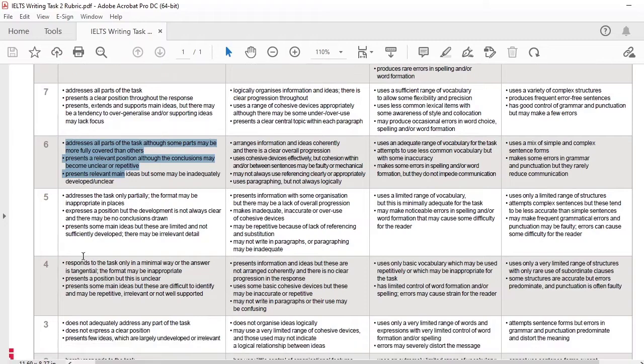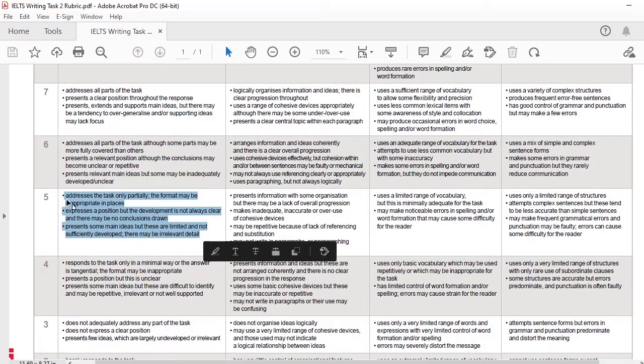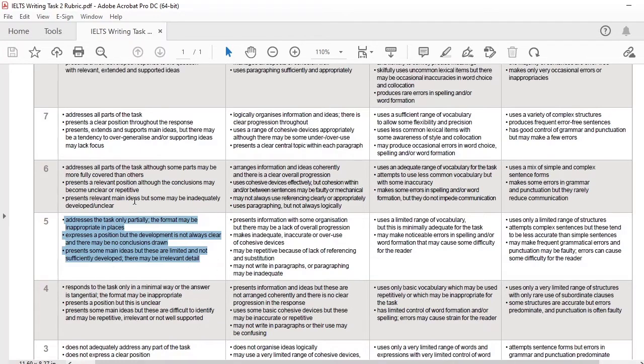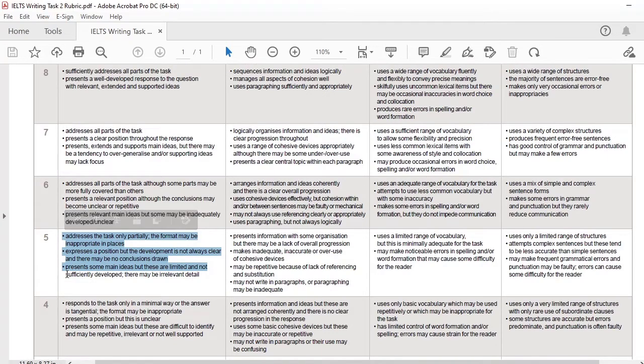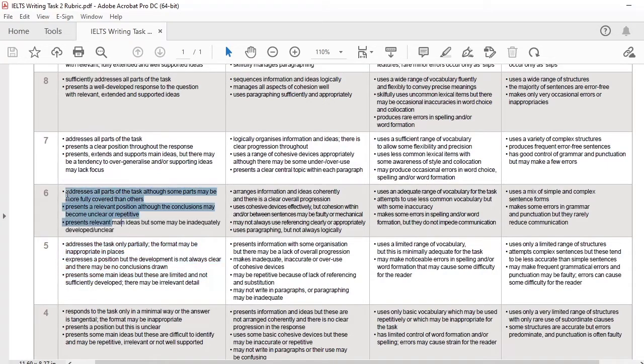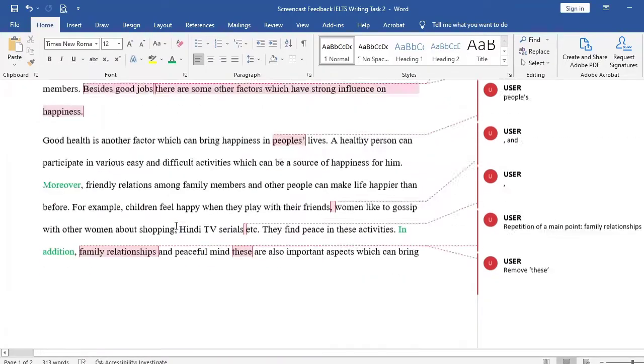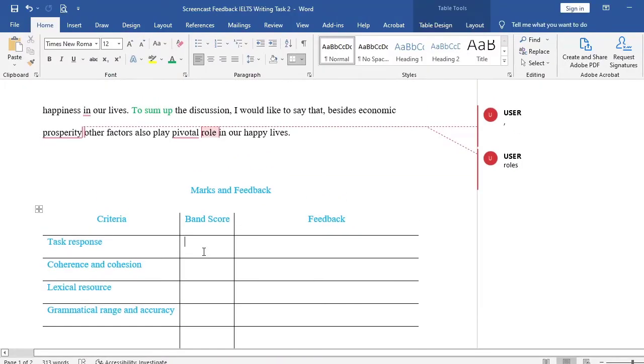But just to make sure of that, let me just read out the number 5 band score. The band score 5 addresses the task only partially. The format may be inappropriate in places, expresses a position, but the development is not always clear and there may be no conclusions drawn. Presents some main ideas, but these are limited and not sufficiently developed. There may be irrelevant details. So she has actually written a better response than a band score 5 requirement. So she is getting a 6. So she gets 6 here.